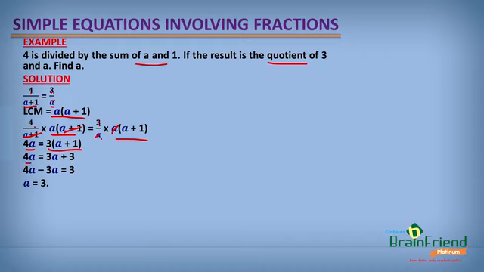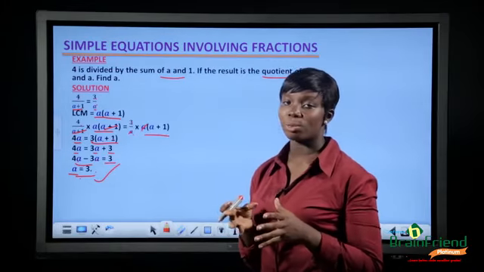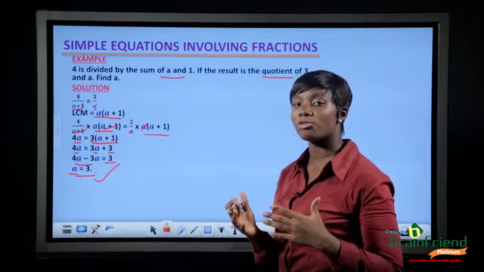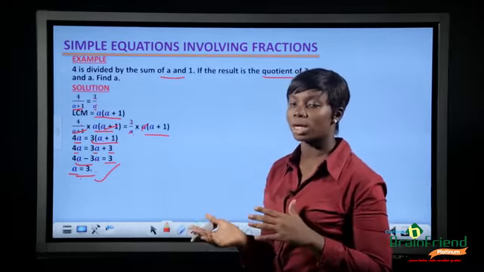So 4a is equal to, opening up this bracket, 3 times a gives 3a, and 3 times 1 gives 3. Taking like terms, 4a minus 3a will be equal to 3. 4a minus 3a is a, and a is equal to 3. That means the solution to the question is a is equal to 3. So solving equations involving binomials as denominators is not really hard. They just follow the same sequence as solving equations without binomials.